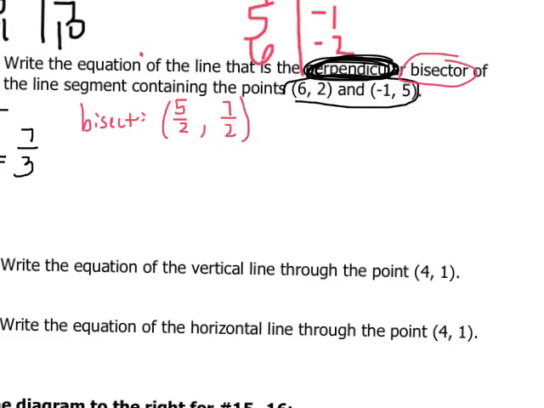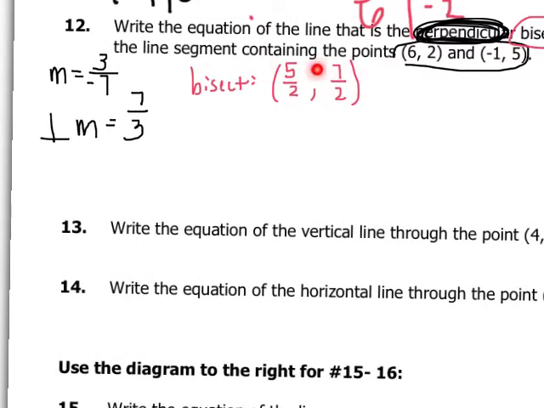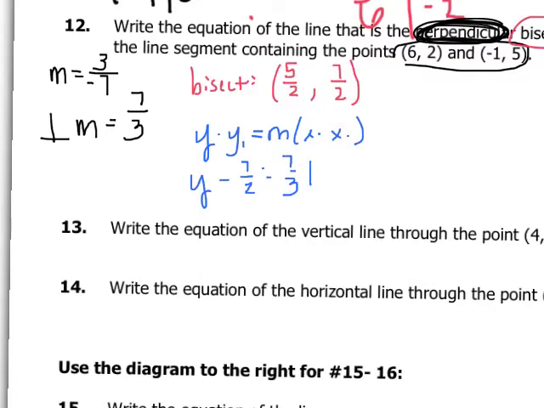So now I officially have a point I want to pass through and the slope I want to use. Point slope formula, which is y minus y1 equals m times x minus x1. So y minus 7/2 equals m, which is 7/3, times x minus x1, which is 5/2. Okay, distribute. So 7/3 times x is just 7/3 x.